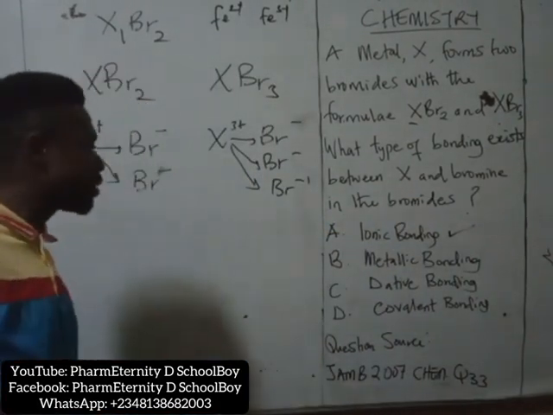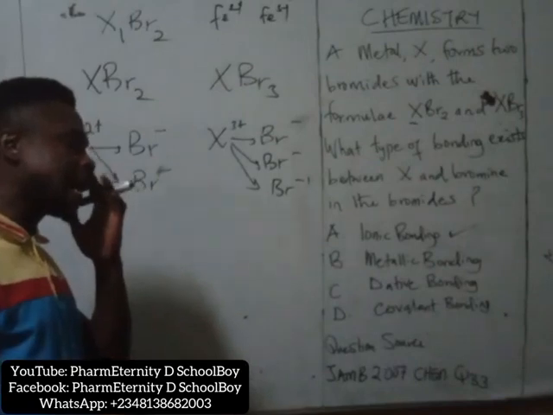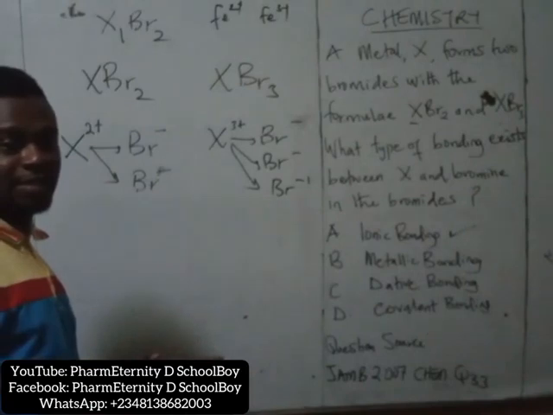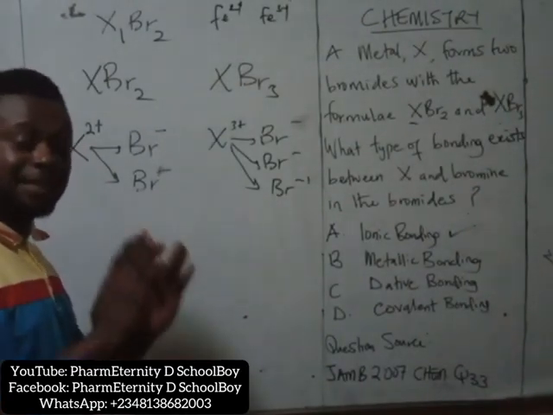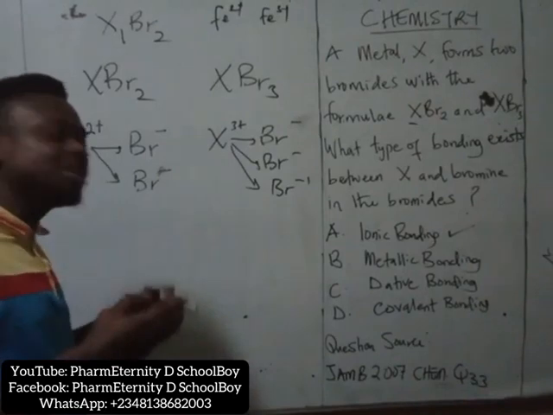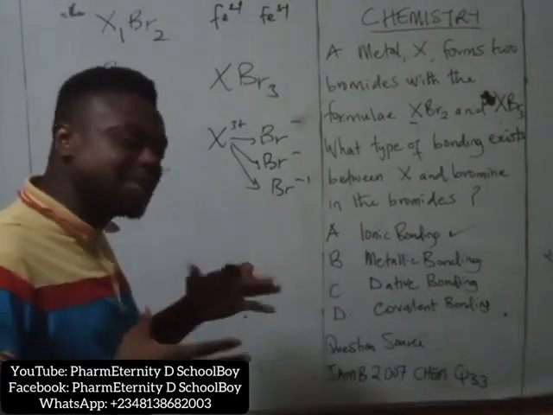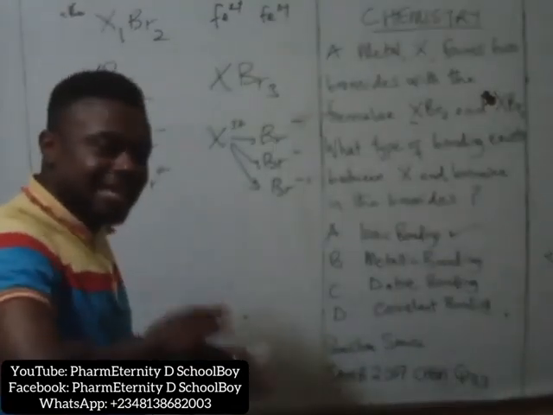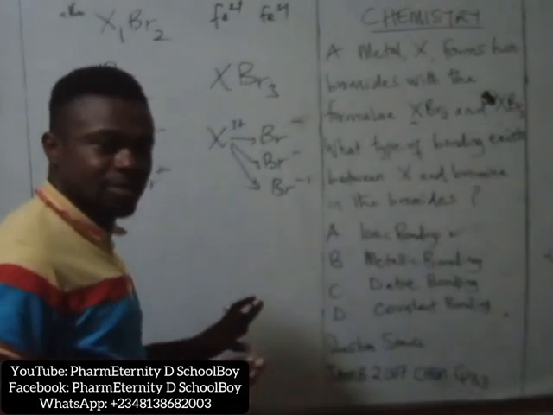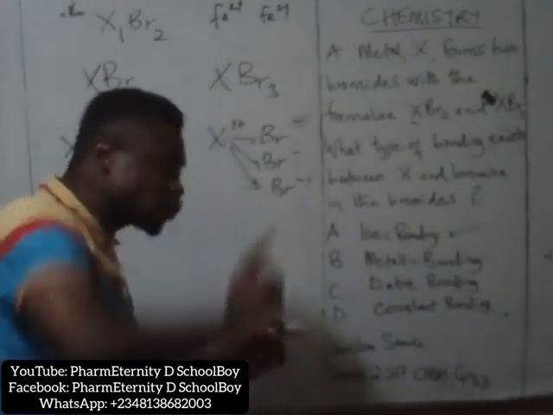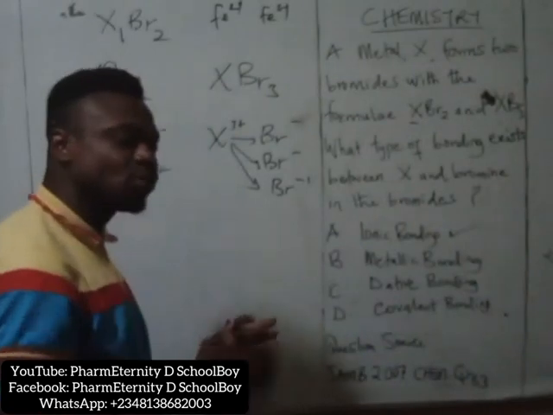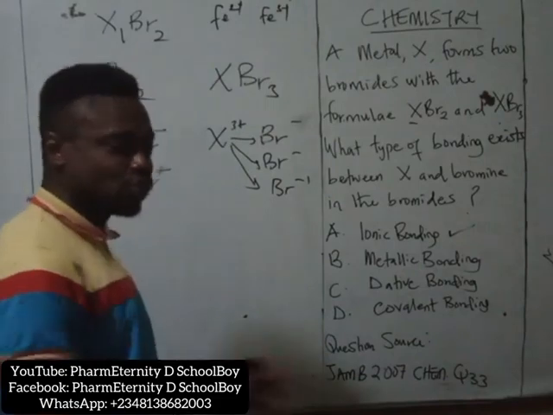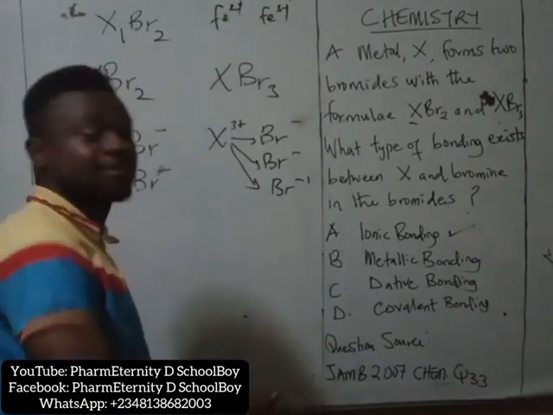Option B says metallic bonding. Metallic bonding doesn't require 2 different elements. It exists in only 1 element, mostly a metal. Metallic bonding is just the force of attraction that keeps the atoms of a metal together in a lattice form. Simple. So it just exists between the atoms of a metal. It has no business with another element, just atoms of a metal.